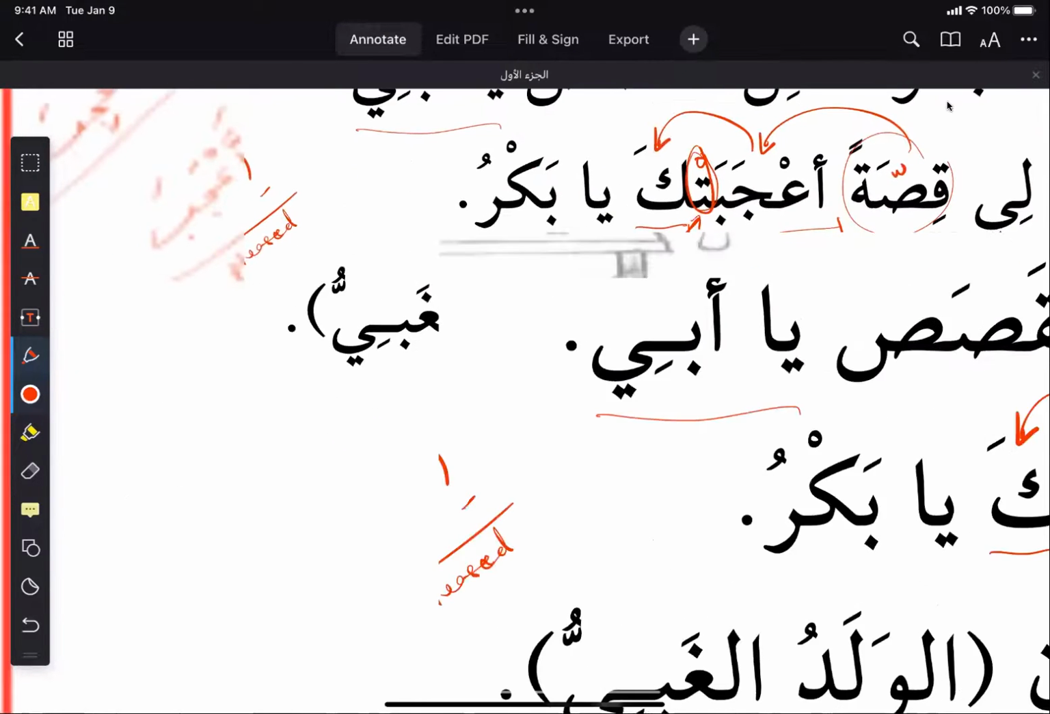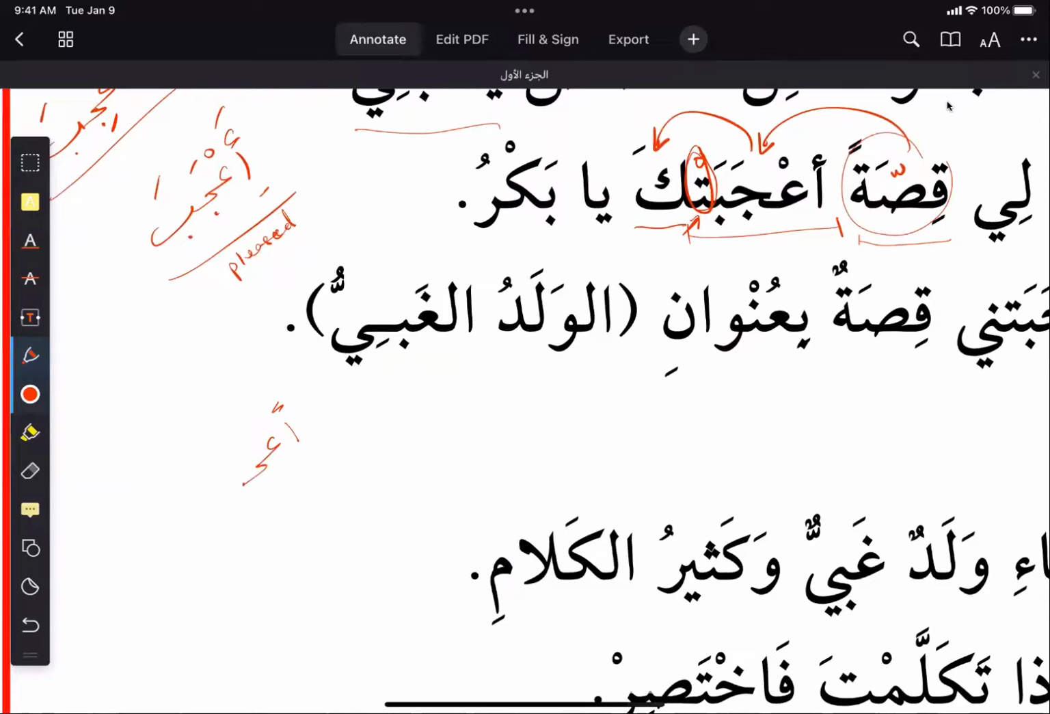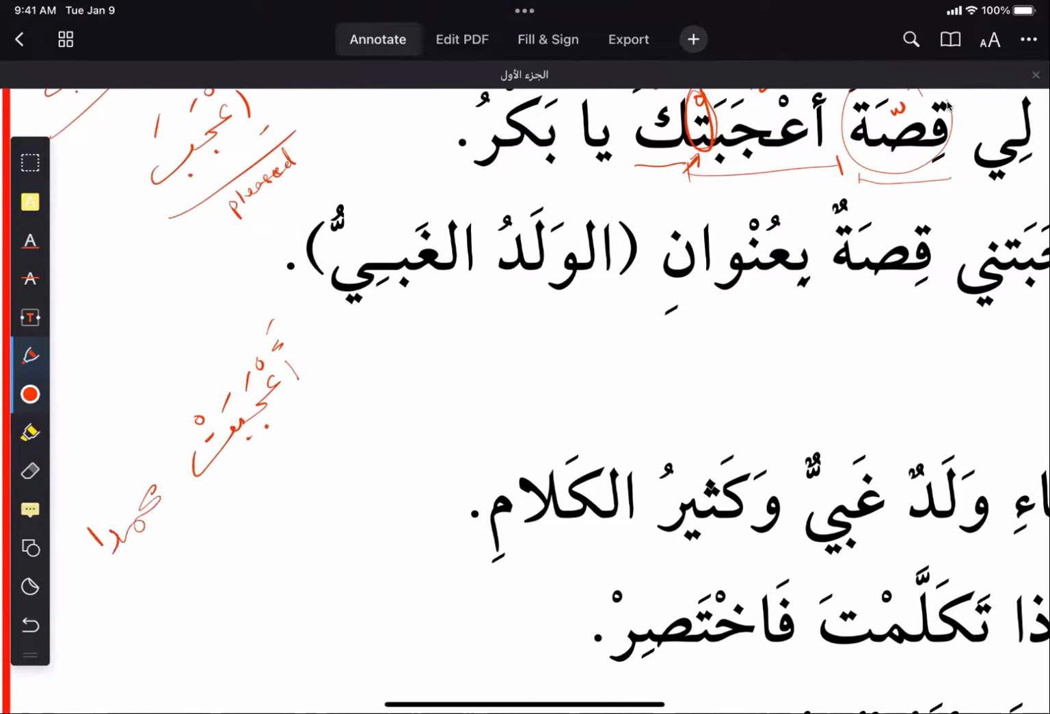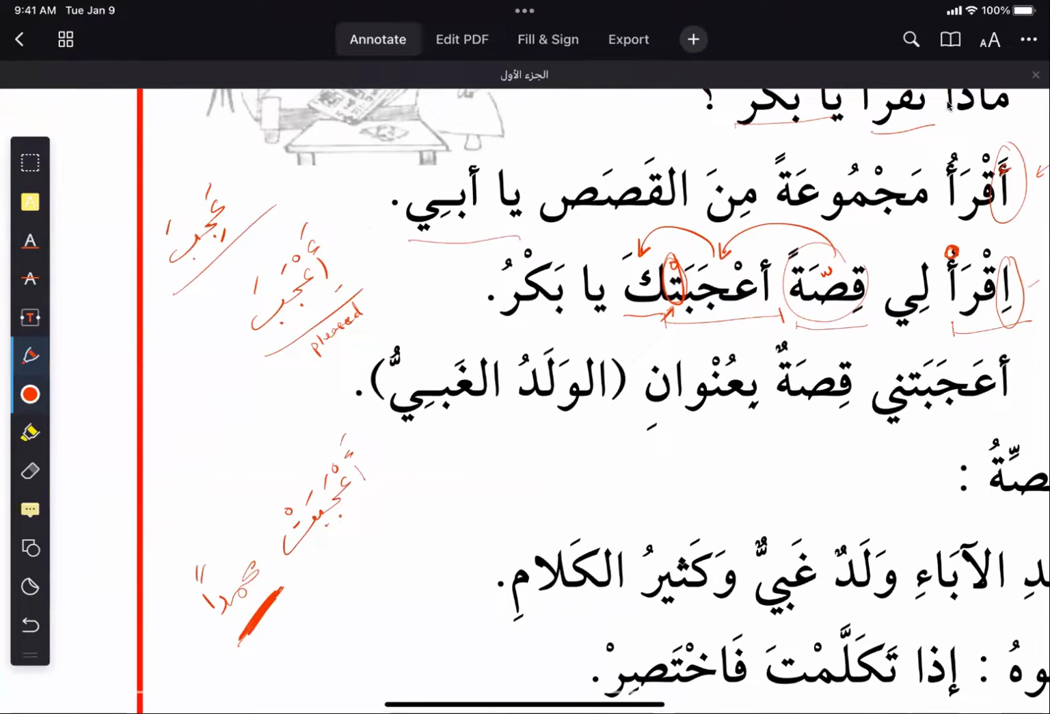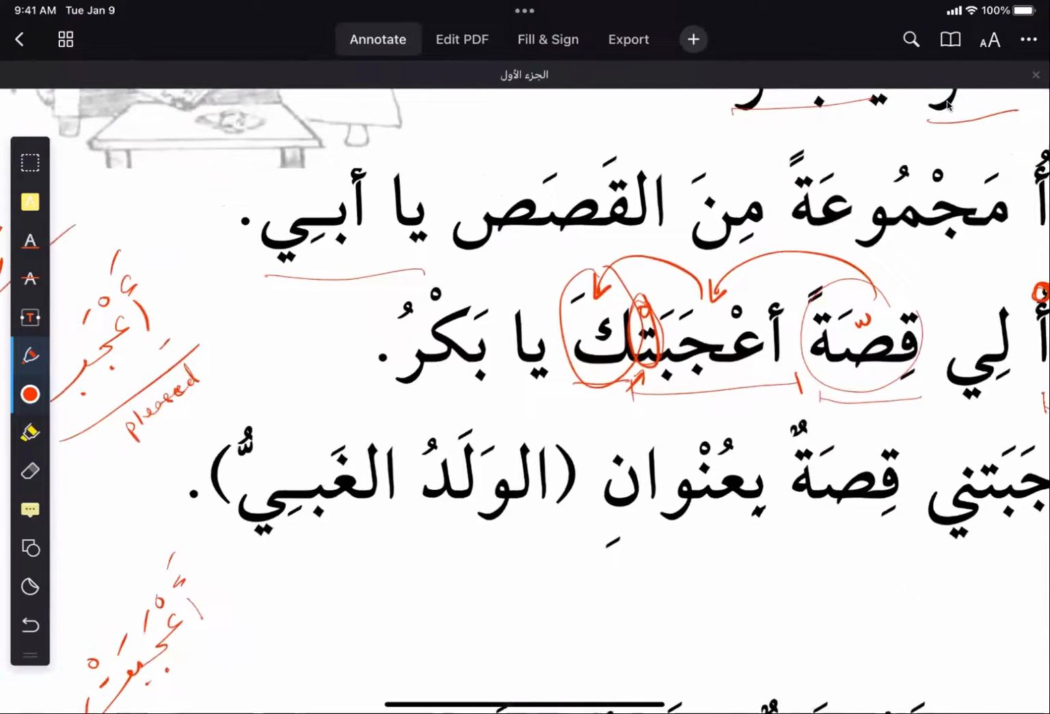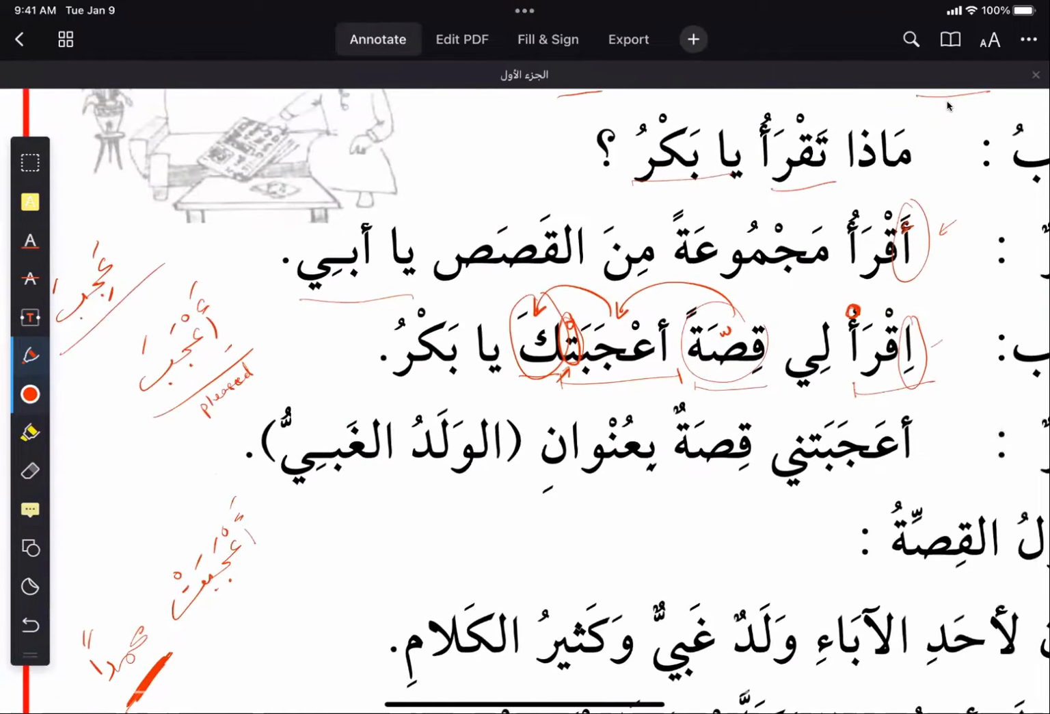So father is saying, read for me a story that pleased Muhammad. So you will just say ajabat Muhammadan. You see? So this is your object. But here we're not saying pleased Muhammad, we're saying pleased you. So that's why we have this kaf. And I think we talked about this type of kaf. We use these kind of pronouns when we talked about possessive, like kitabuka, qalamuka, okay, baituka, baituki, right?